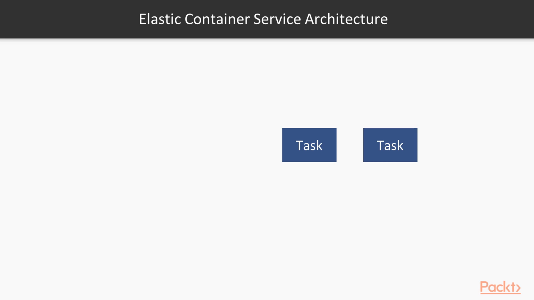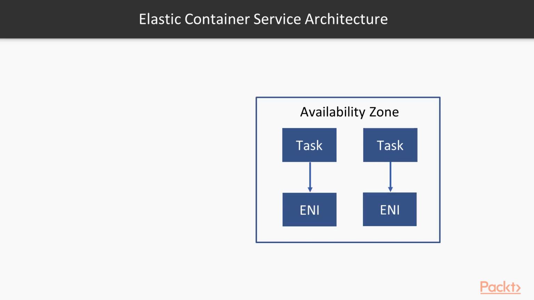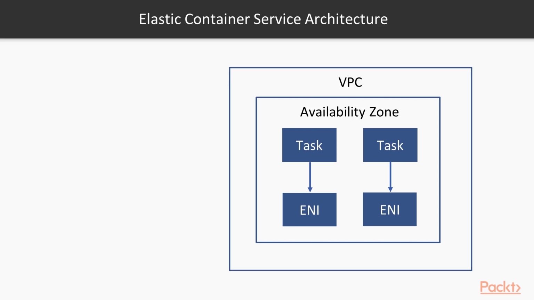Now for the task itself, it's allocated an Elastic Network Interface. It's made to run in an availability zone in a VPC. You could then have a service attached to this task which allows you to access the Docker container from the outside world. And we're also going to look at this in our demo.